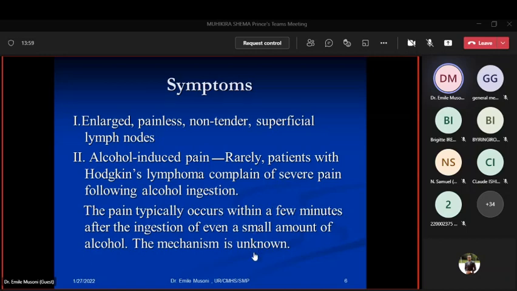But when you find a lymph node less than 2 centimeters, which is painful, most of the time it is reactive. They say there is alcohol-induced pain, which is written in the book, but there is no evidence. The cause is unknown. They say the pain typically occurs within a few minutes after the ingestion of even a small amount of alcohol.